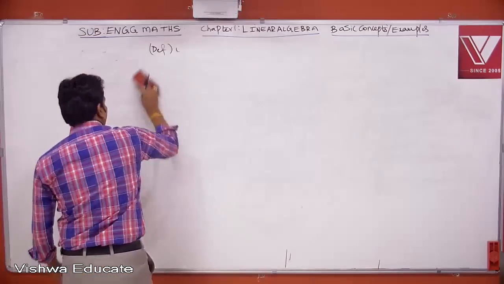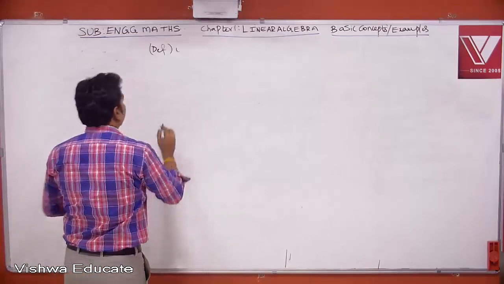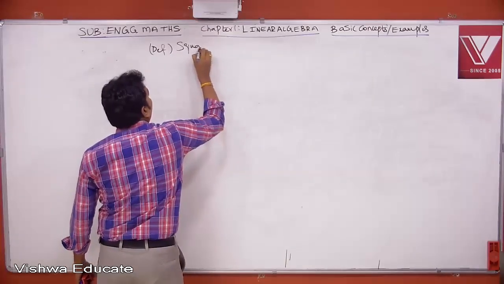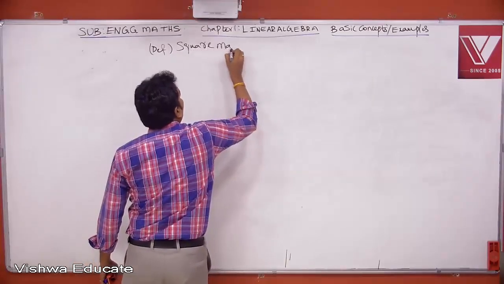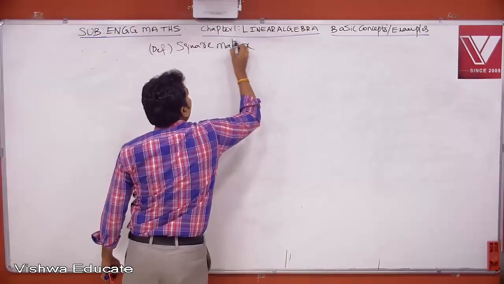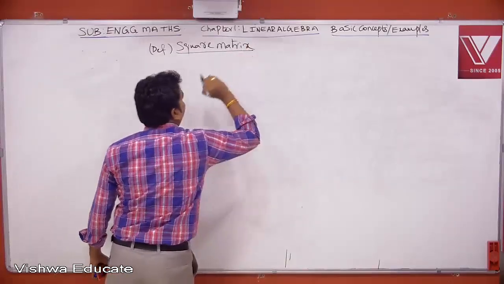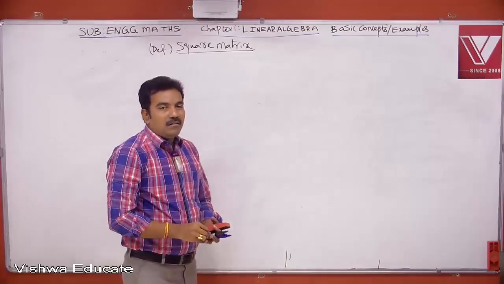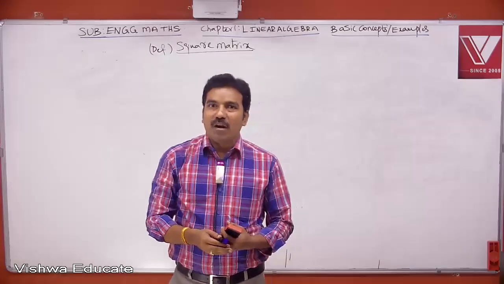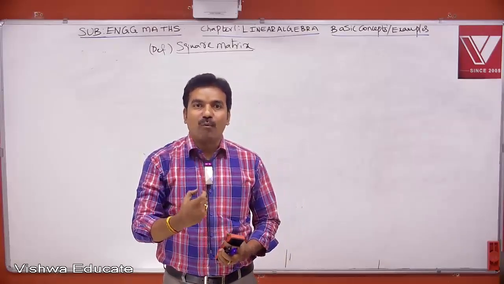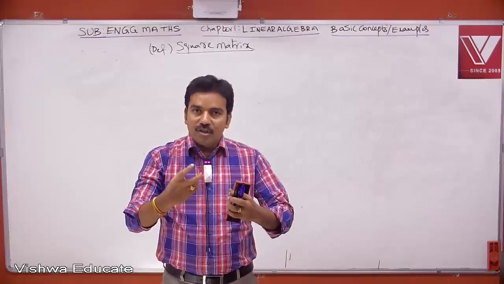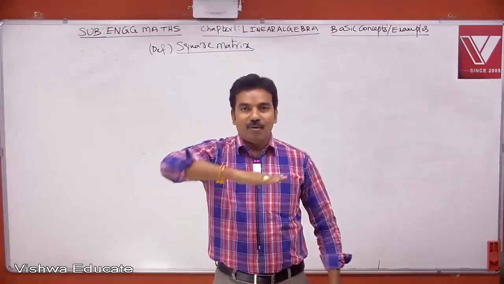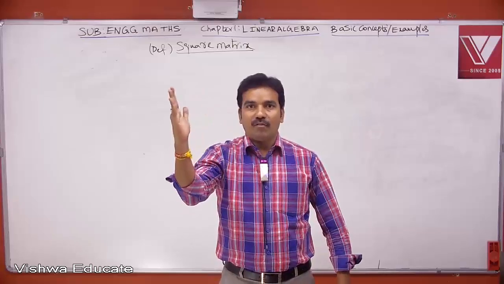Now we discuss various types of matrices. Next definition is square matrix. Before discussing square matrix, let us observe the word square. When you observe a square object, its important property is that the number of rows and number of columns are the same.